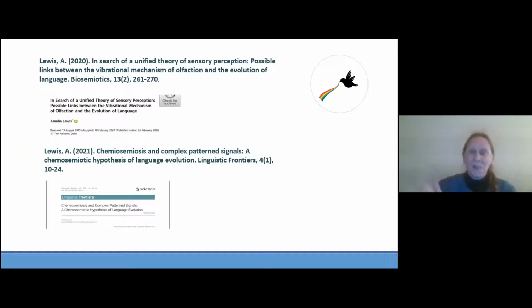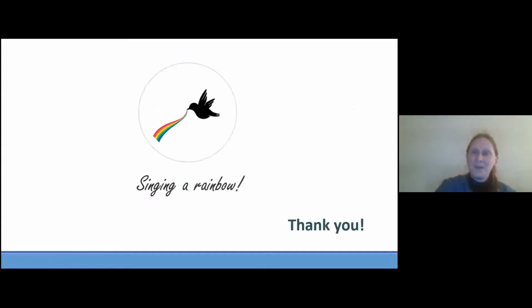So hopefully, if anybody's interested in reading any more, these are the papers: In Search of a Unified Theory of Sensory Perception, which was published in Biosemiotics. And I also went on to discuss and develop the idea a bit further in this paper, Chemiosemiosis and Complex Pattern Signals: A Chemiosemiotic Hypothesis of Language Evolution, and that was published in Linguistic Frontiers. So I'm hoping one day that I might have some evidence, I might be able to find out if songbirds are quite literally singing a rainbow. So thank you very much for listening, and I'm happy to answer any questions.